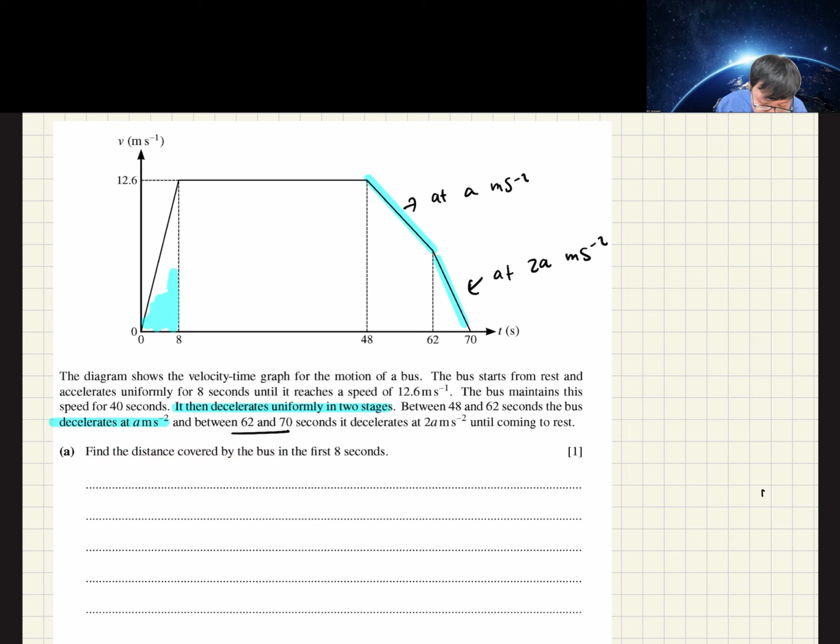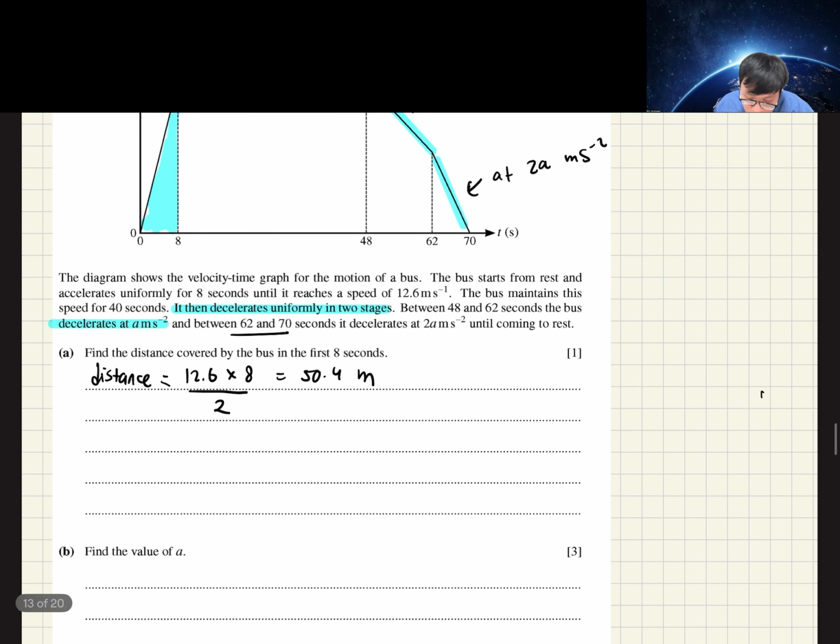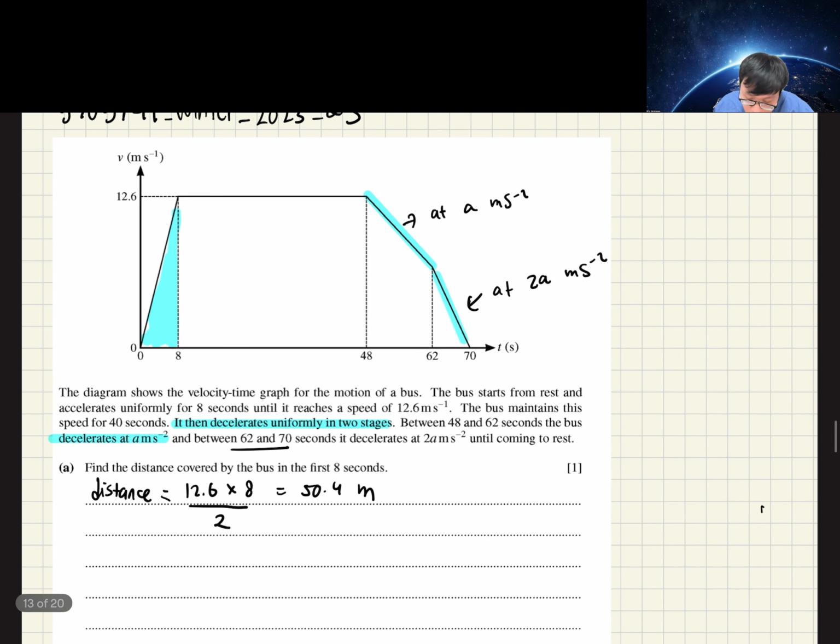In the first 8 seconds, we know that the distance in the velocity-time graph is just the area under that line. The area is a triangle, so we can find the distance. The area is 12.6 times 8 divided by 2, the area of a triangle. So you get 50.4 meters. The second question is to find A. Now, how do we find A over here?